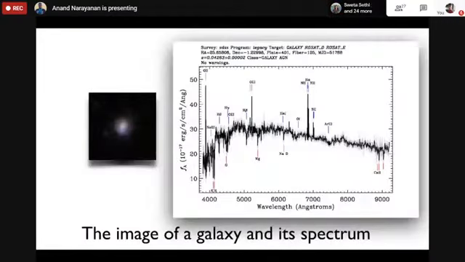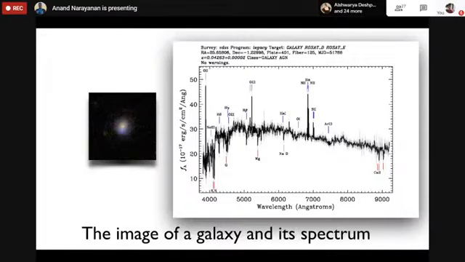Here is an image of a galaxy, just to help us understand what a galaxy looks like in a picture and what a galaxy looks like in a spectrum. This is a galaxy as seen in an image, and this is the spectrum of that galaxy. You have the flux along the y-axis and the observed wavelength along the horizontal axis. That's what a spectrum would look like, and you can see that there are absorption lines and also emission lines. Here it's marked H alpha, which means Balmer alpha. H beta means Balmer beta. Na means the sodium D1, D2 lines.